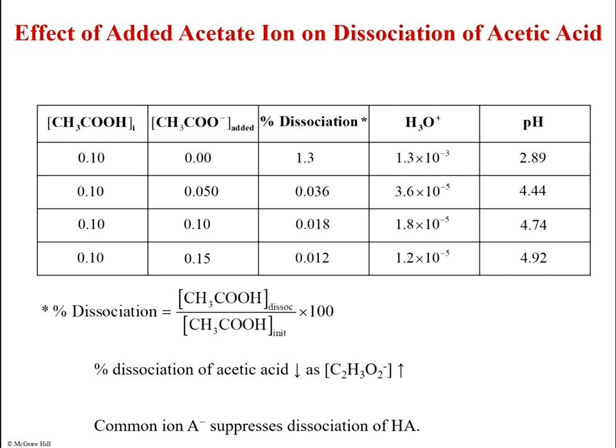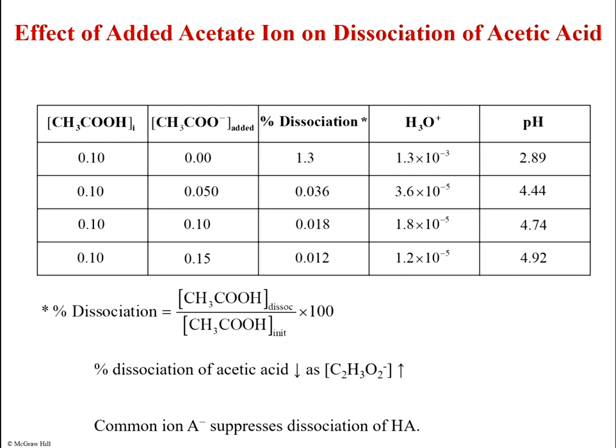The hydronium ion concentration is 1.3 times 10 to the minus 3 molar, and so the pH of the solution is 2.89. In our next row, we have our 0.1 molar acetic acid, but now we add half as much acetate to the solution, 0.05 molar. Now we see that the percent dissociation drops down by more than an order of magnitude to 0.036%. The hydronium ion concentration is much smaller. It's 3.6 times 10 to the minus 5 molar, and the pH is 4.44.